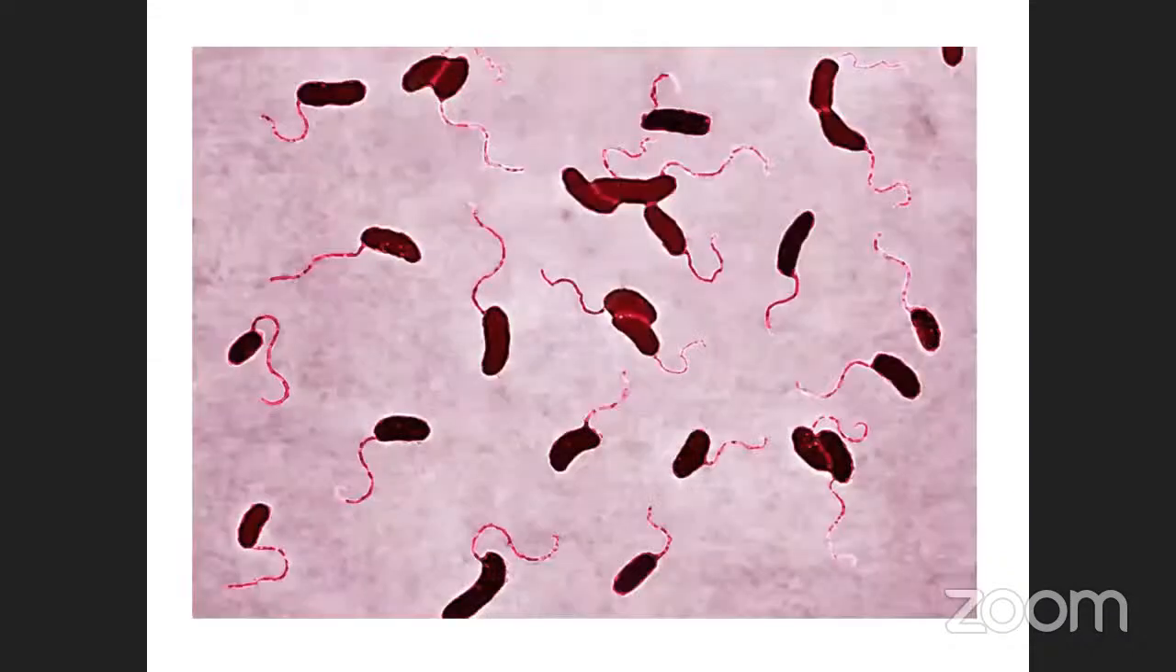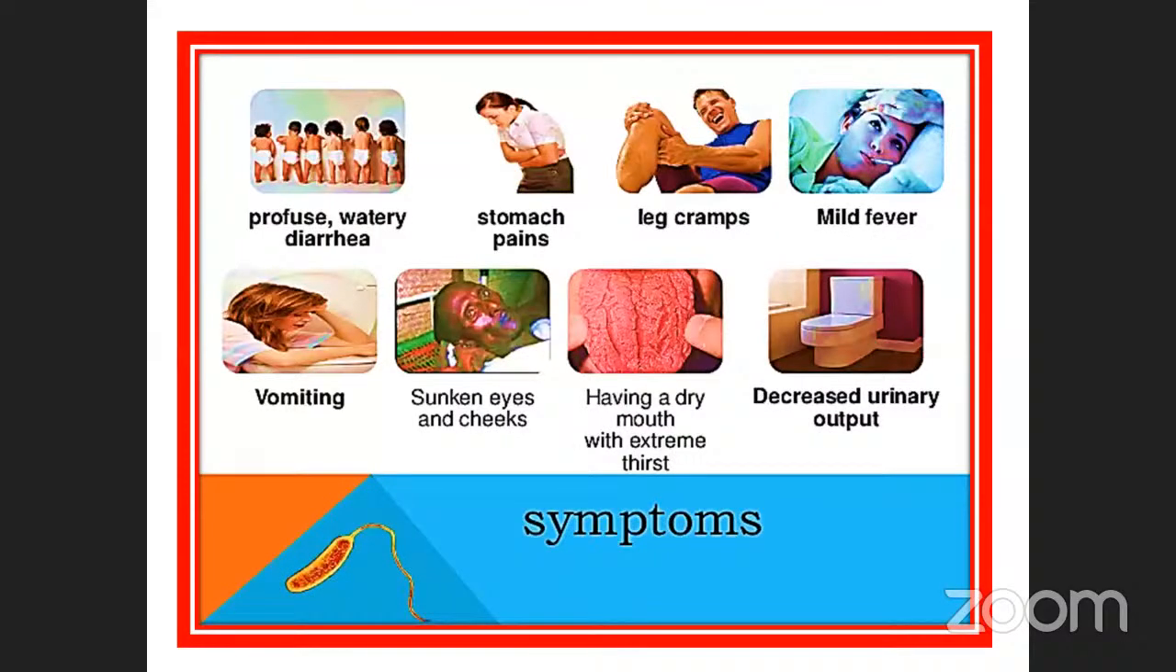See the symptoms here: profuse watery diarrhea completely. A child or infant may suffer. Stomach pain also, leg cramps, sometimes mild fever. Vomiting sensation sometimes. Sunken eyes and cheeks. See the eyes and cheeks. Dry mouth with extreme thirst. See the tongue, it looks like this structure.